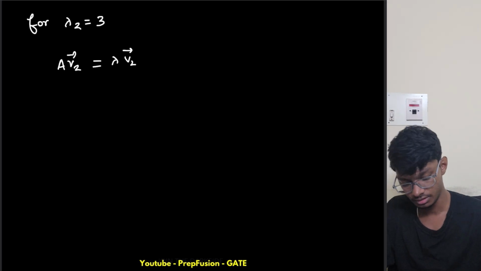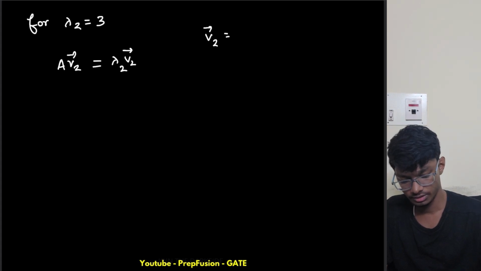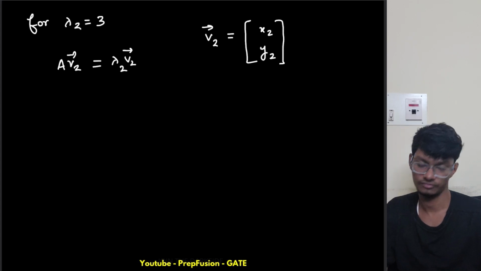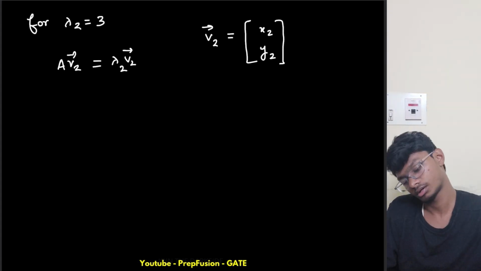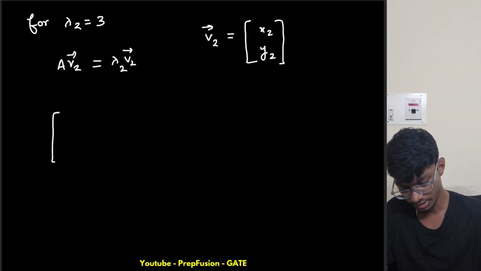A v2 equals lambda 2 v2, and this time my v2, right, v2 will be equal to x2 y2. Okay, so what will be this value? So again I will expand.